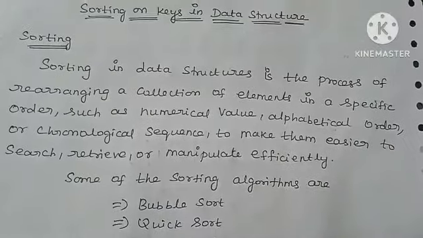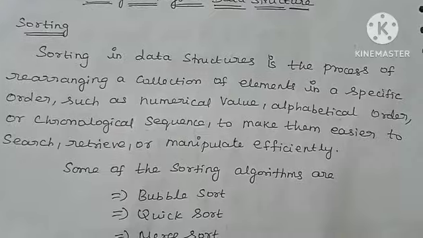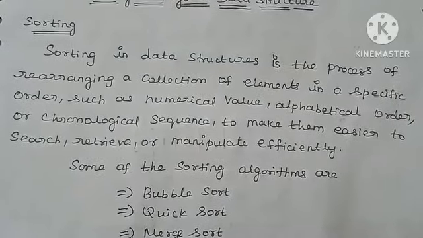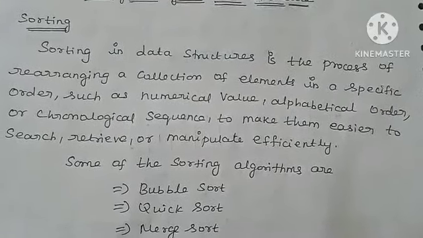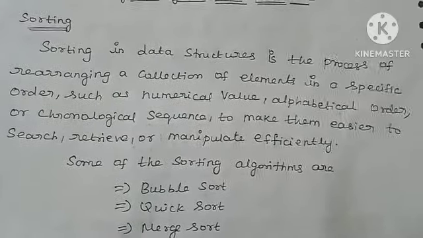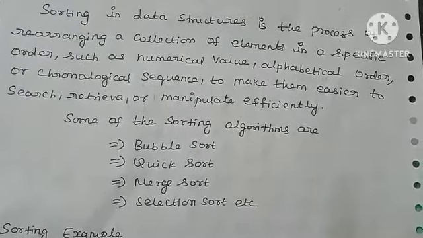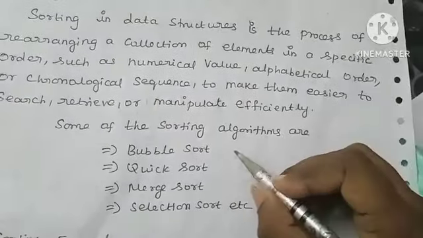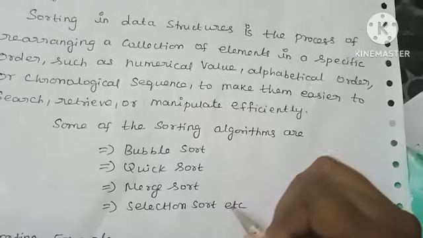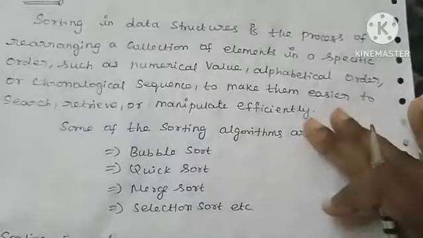Why do we use sorting? We sort the elements so it is easy to search, retrieve, that means get, or manipulate data. That is the efficient way to get the data. Some of the sorting algorithms in data structure are bubble sort, quick sort, merge sort, selection sort, insertion sort, etc.